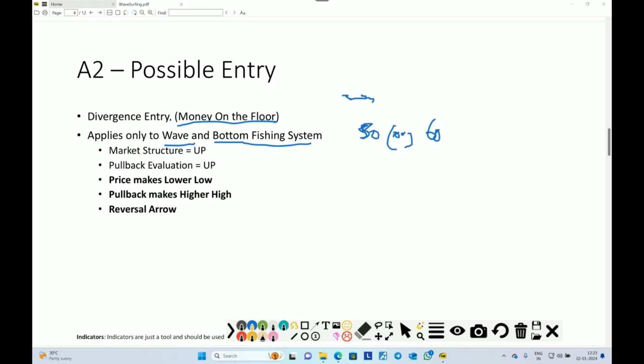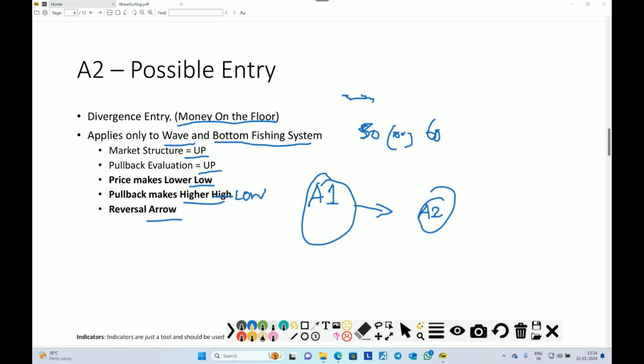So setup wise, you can see the market structure is up, and pullback evaluation is up. Price makes a lower low, and the pullback makes, actually it's not a high, it's a low, a higher low, and then the reversal arrow. These entries are applicable only when A1 has failed. So you enter an A1 entry, and then it got stop loss hit or something like that. Then possibly that moves to an A2 entry. So this you have to think about.